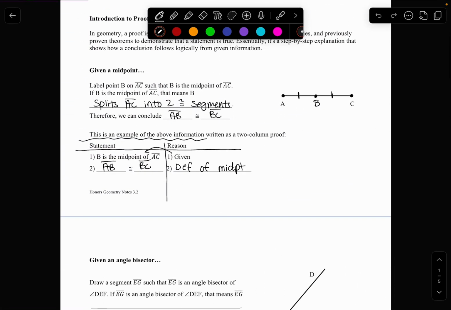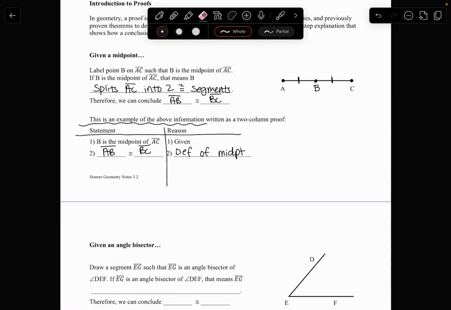Again, I'll come up here. You were given a midpoint. You had to find congruent segments. We found our congruent segments. What was the reason? The reason is definition of midpoint. You are allowed to shorthand because we're lazy here, and sometimes writing proofs takes a little bit of time, so you may shorthand, but you still have to include all of the pertinent information, okay?